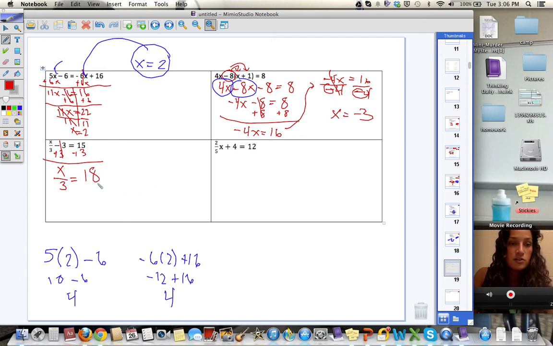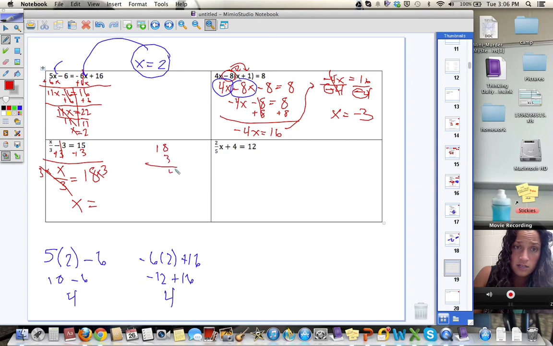All right, so x is being divided by 3. The opposite of divide is going to be multiply. So we're going to multiply both sides by 3. This cancels. So x is going to equal whatever 18 times 3 is. I'm going to do this because I don't know 8 times 3. 24, 3, 4, 5. So 54.